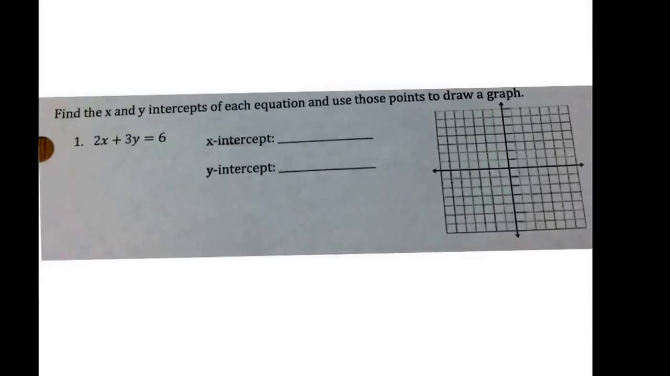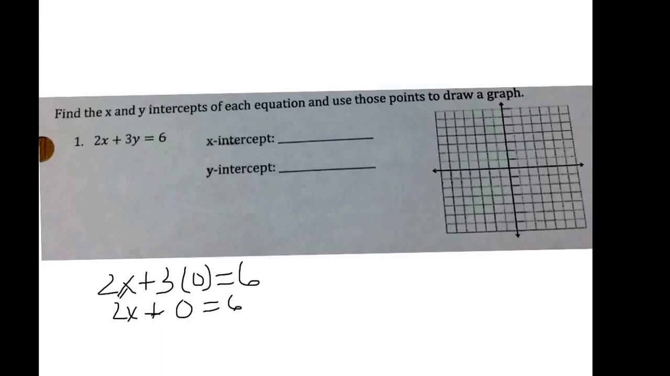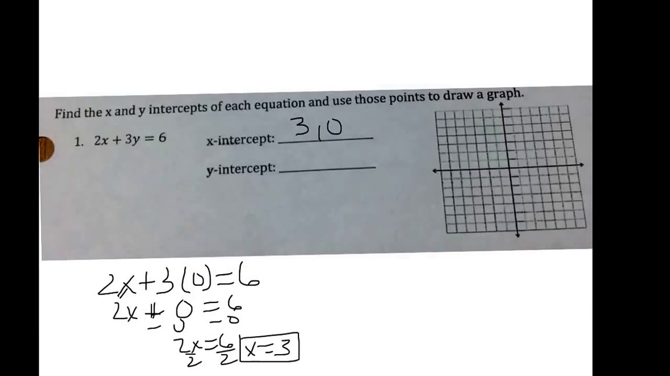Alright, it says find the x and y-intercept of the equation. So the formal way, if I want to find the x-intercept, looks like this. 2x plus, you take out y and you plug in 0 in its place. 2x plus 3 times 0 is nothing, equals 6. You subtract 0 from both sides, and you get 2x equals 6. You divide by 2 on both sides, and you get that x equals 3. And so the x-intercept is (3, 0).